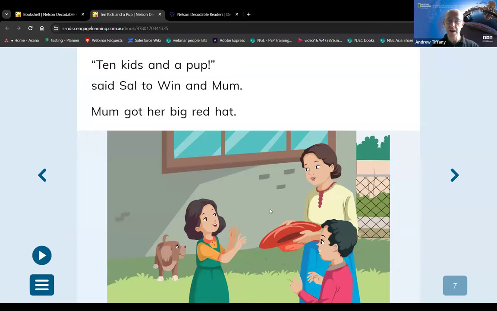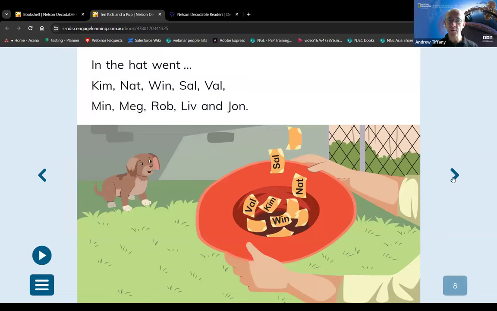Mum got her big red hat. Okay. So what color is it? It's red. What sounds do you hear in red? Now in the chat box, you're just going to type R and E and D, right? Yeah. So we hear R, E, and D, right? So all these keywords we can break down as we go. Okay. Very good. And then we draw lots.